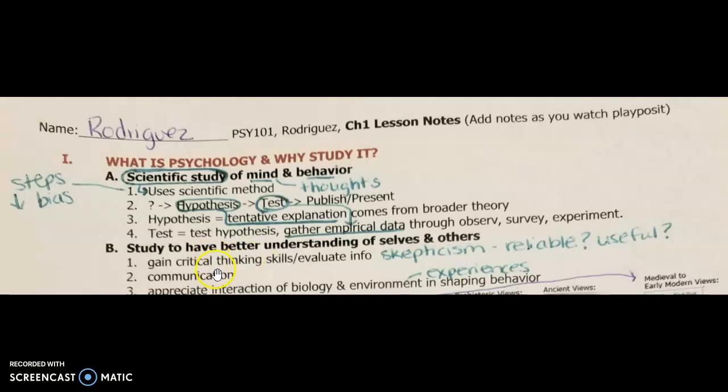valid, useful. Psychology can help you become a better communicator. It gives you words to be able to describe your own experience and the experience of others. And psychology also helps to give you a better appreciation for how complex behavior is. All behavior is a combination of our biology and our experiences. Our genes and the environment around us are what shape behavior. Psychology helps us to better understand that.